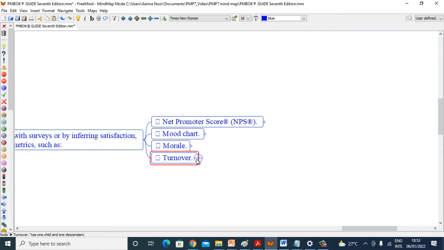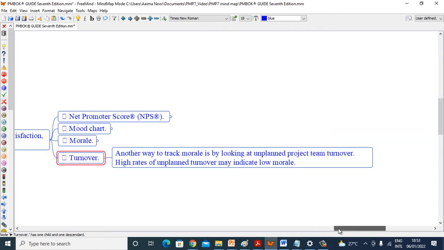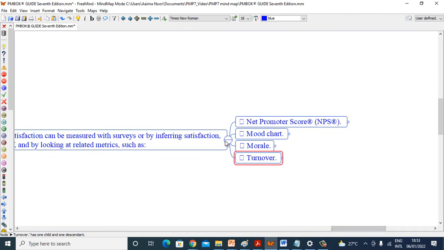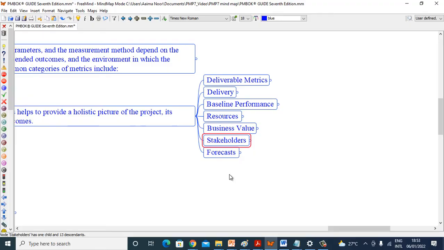Turnover. Another way to track morale is by looking at the unplanned project team turnover. High rates of unplanned turnover may indicate low morale. Forecast.